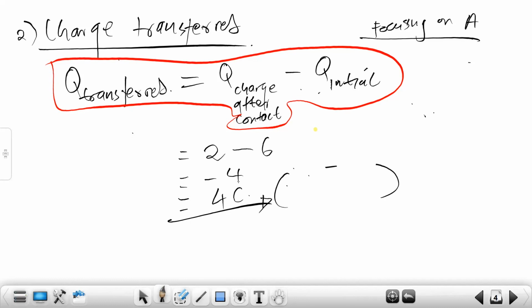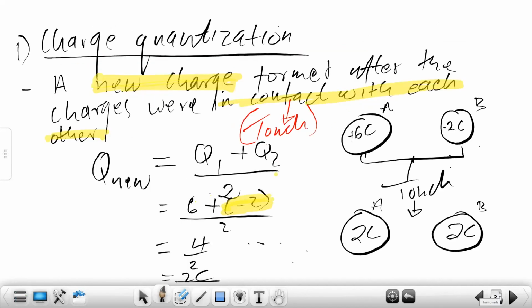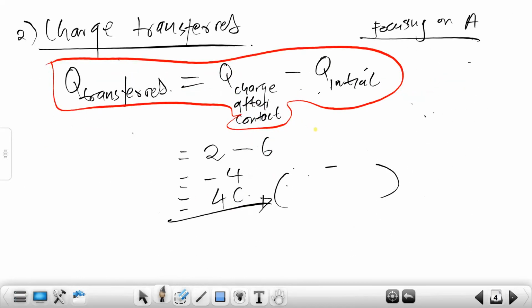Remember, the answer now is a negative answer. So it basically says, when you look at these two, we usually say electrons only move, or charge moves from negative to positive. So in this case, we need to consider the charge we did, which is now minus 2 after contact, and initially we had a plus 6. So this allows us to use the charges that we received, and now we are going to get 4 coulombs.